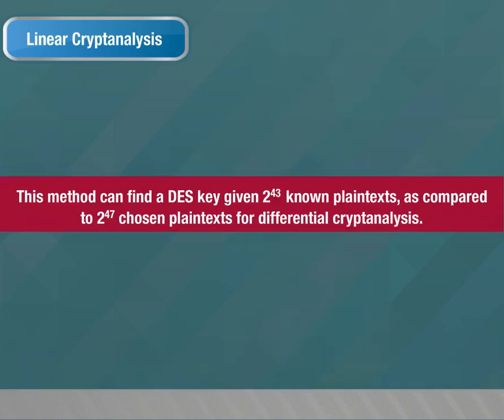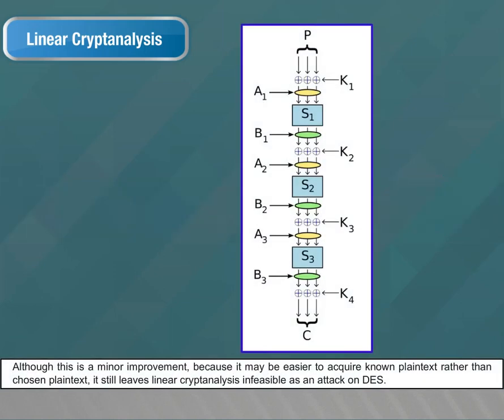This method can find a DES key given 2 power 43 known plaintexts, as compared to 2 power 47 chosen plaintexts for differential cryptanalysis. Although this is a minor improvement, because it may be easier to acquire known plaintext rather than chosen plaintext, it still leaves linear cryptanalysis infeasible as an attack on DES.